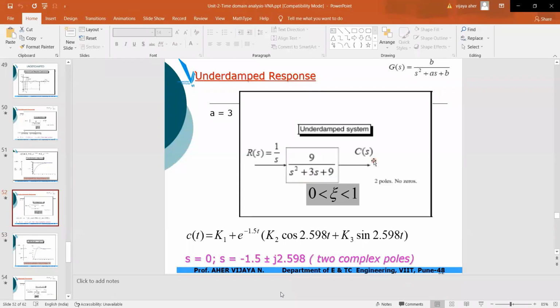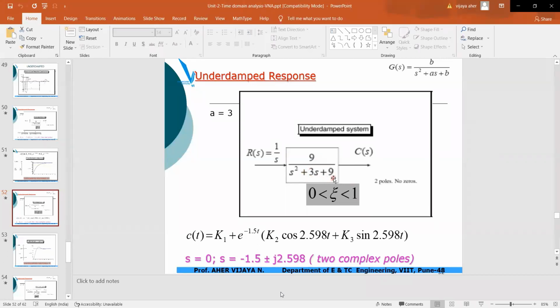C of S is output, R of S is input. What is the input? Input is a unit step input, so R of S is equal to 1 by S. Now writing the equation, C of S is equal to G of S into R of S. You will get C of S equal to 1 by S into 9 divided by S square plus 3s plus 9.